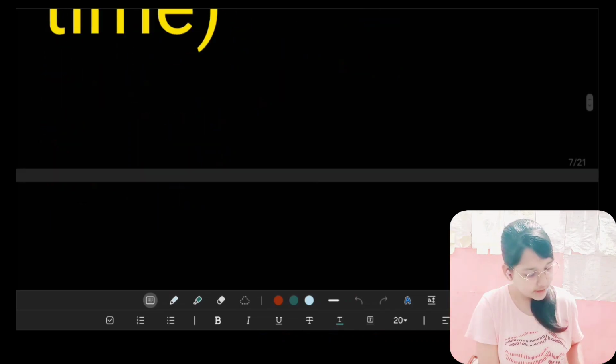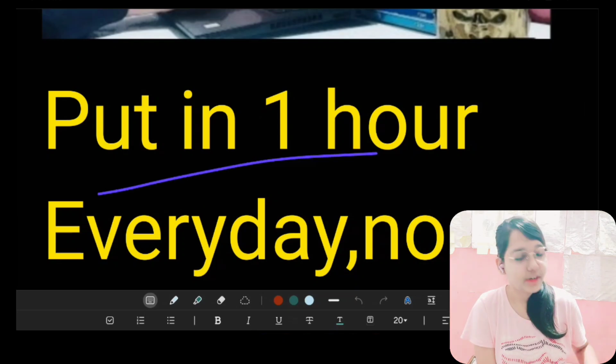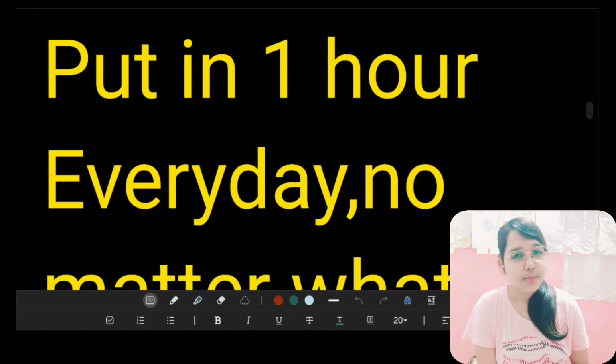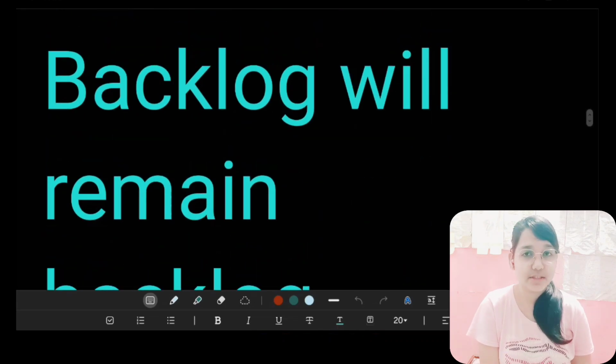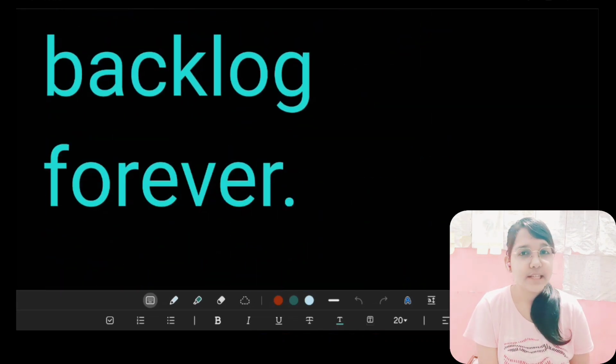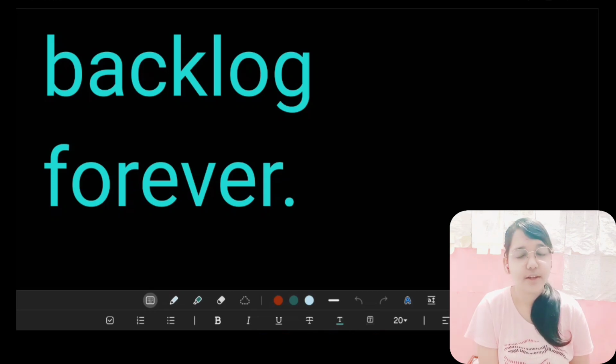So put in 1 hour every day. No matter what happens, you have to put in 1 hour every day. Otherwise, your backlog will remain backlog forever. Why am I saying this? Because this is a harsh reality. If you're not serious about your backlogs, be it physics, organic chemistry, inorganic chemistry, whichever horrible subject you have a backlog in, it will remain a backlog forever. So you have to finish it. You have to stay disciplined, stay motivated. No one will come on your journey. You will have to open your eyes and study for it.